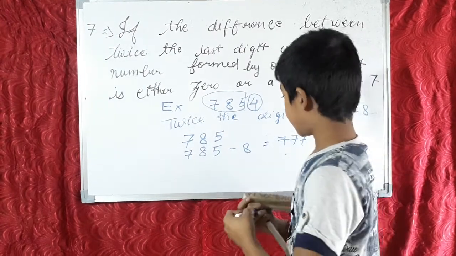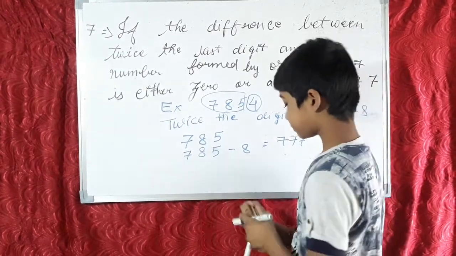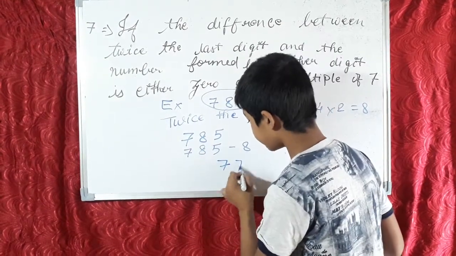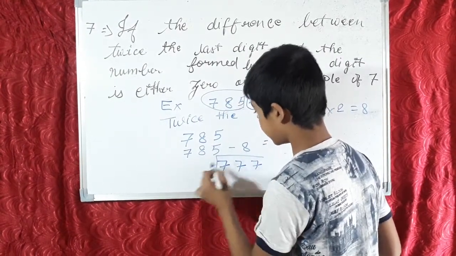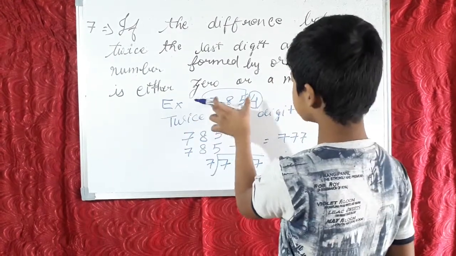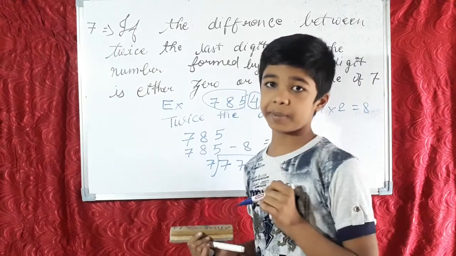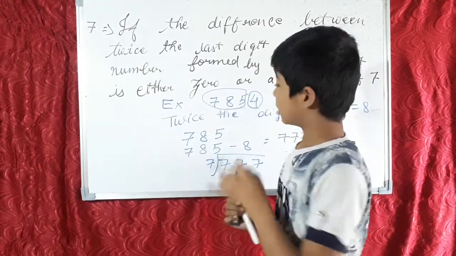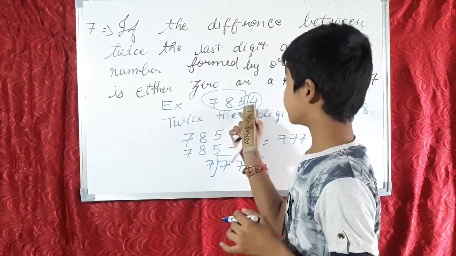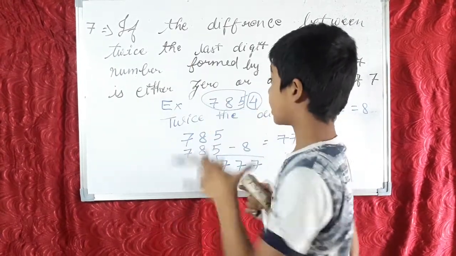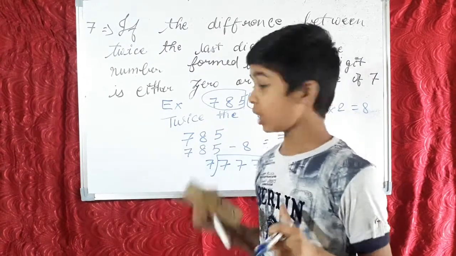So this number 777, is it divisible by 7? Yes. It is divisible by 7: 7 times 111. Okay. So this 7854 is divisible by 7. By this trick, you will know how to check whether a number is divisible by 7. This divisibility test of 7 is very useful, so that you can also test bigger numbers.